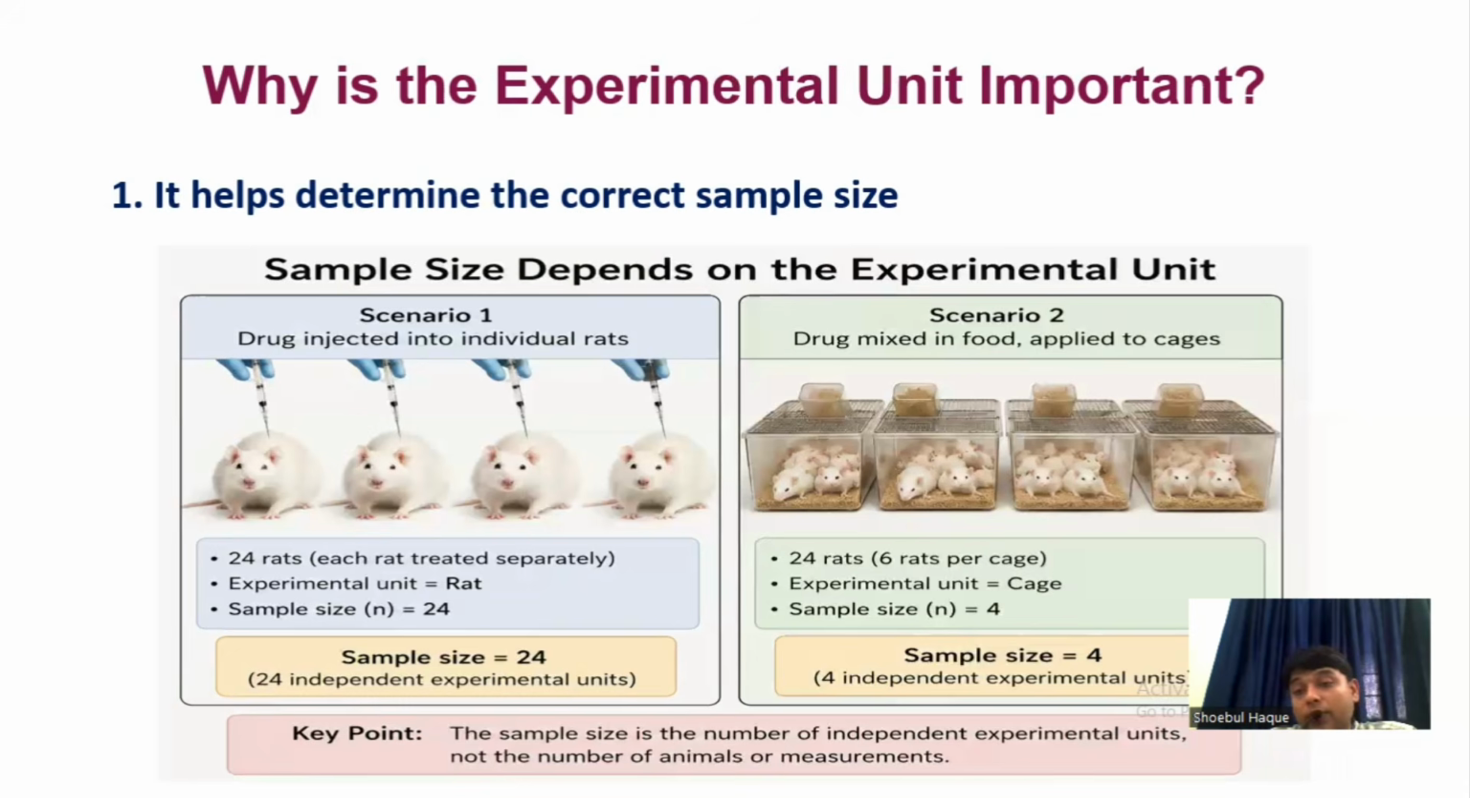In another scenario, as you can see in scenario 2, there are four cages and the treatment is provided through the diet. In each cage there are six rats, but the number of cages is four. In scenario 1, the treatment or intervention is given to the individual rat, so the sample size is 24, while in the second scenario, where the treatment is given through the diet, the sample size is 4. So that is the difference.